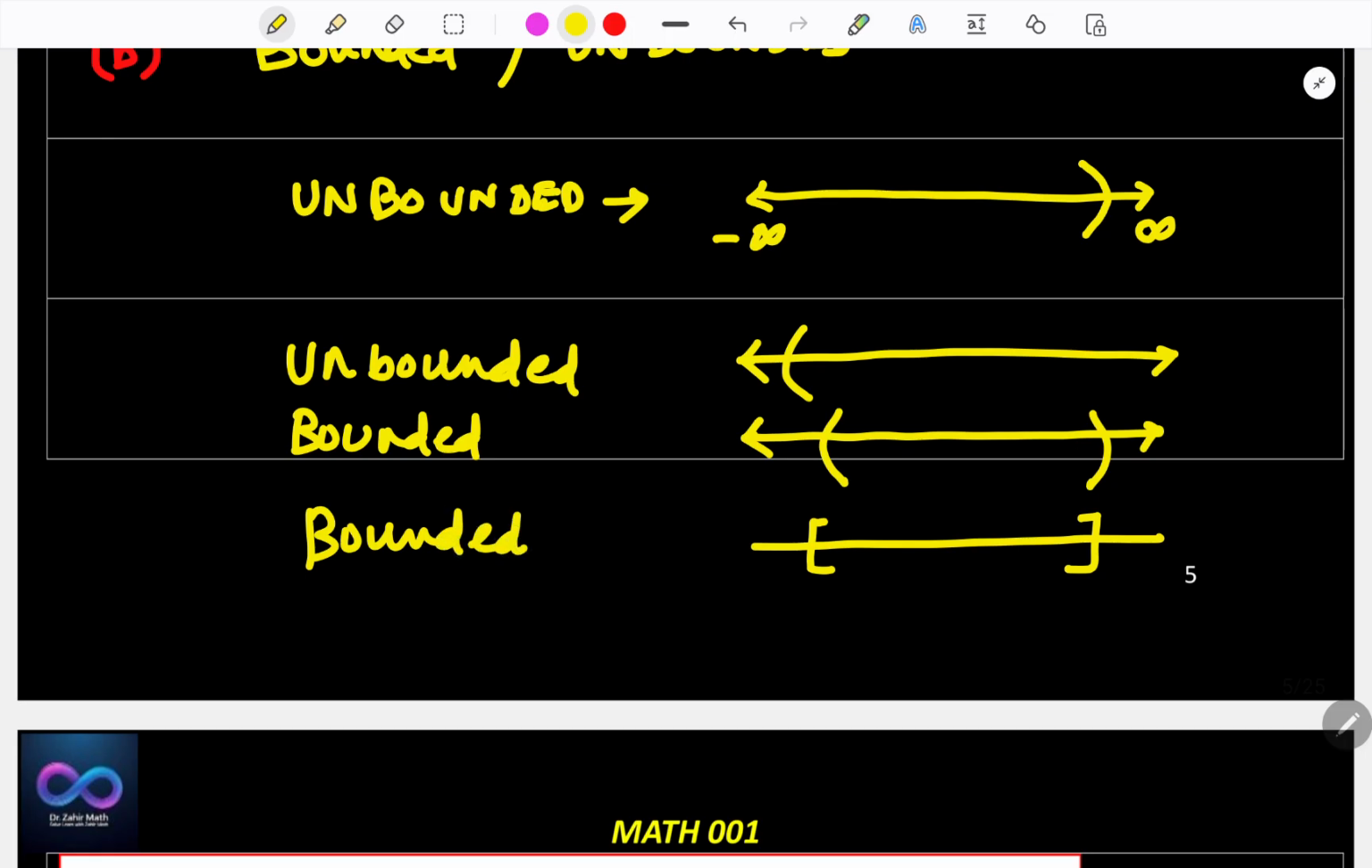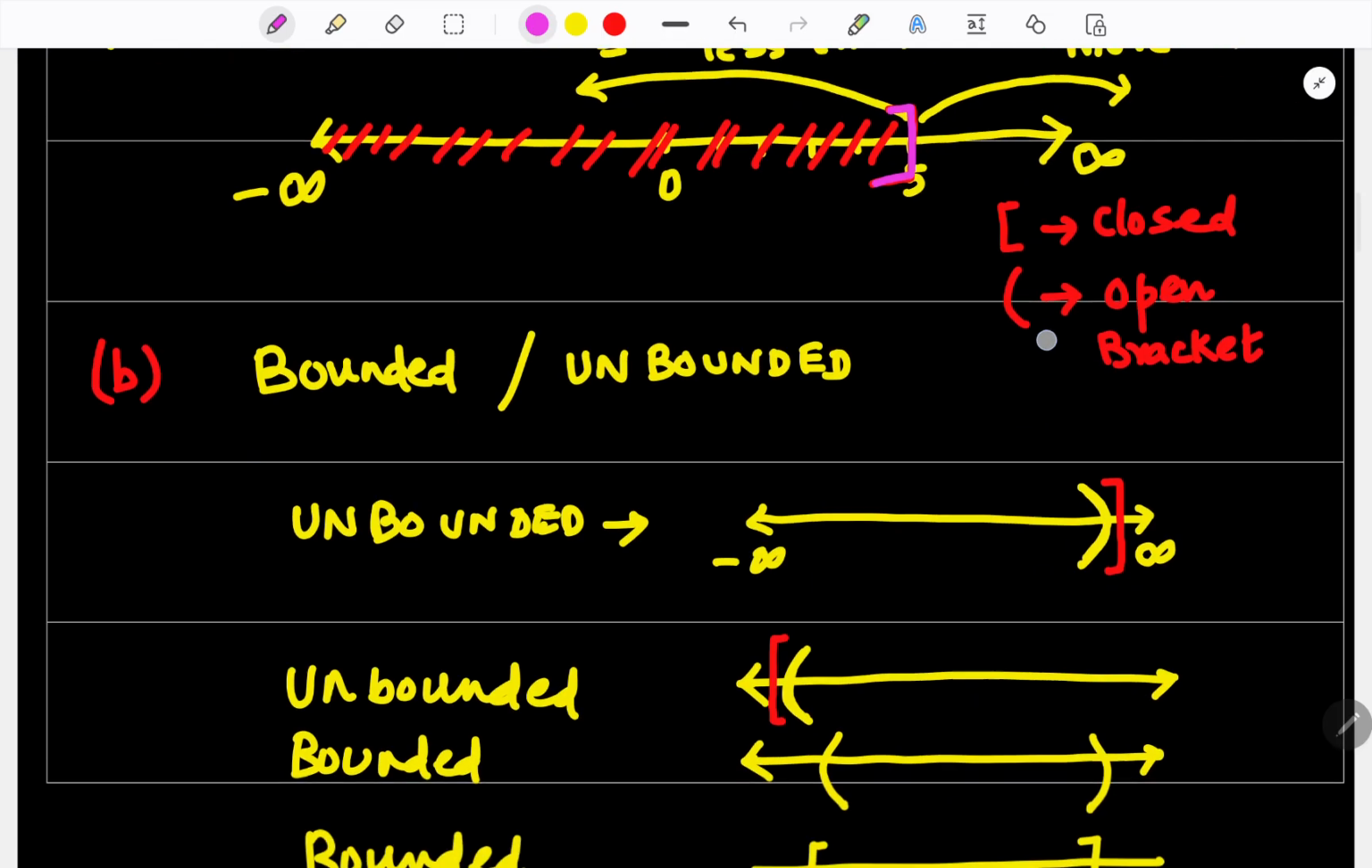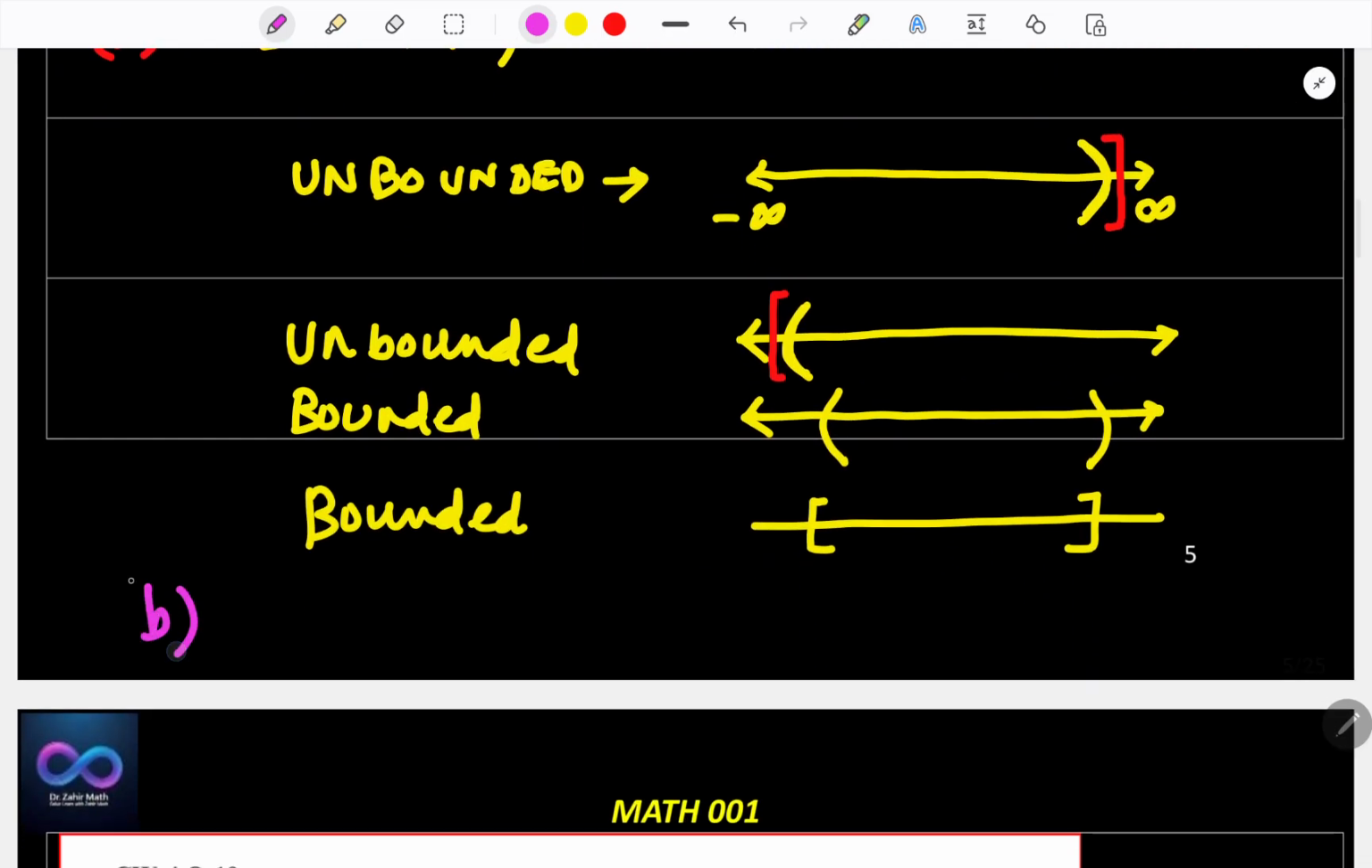If I put only an open interval here, or if I put a closed interval, what happens? Same thing. For the closed intervals also, if I put only this side as well as this side, this is also unbounded. Keep in your mind. Now let's go to this sketch. About this sketch, what can you say? One side it is closed, and another side it is open. It means what? The answer to the question is what?